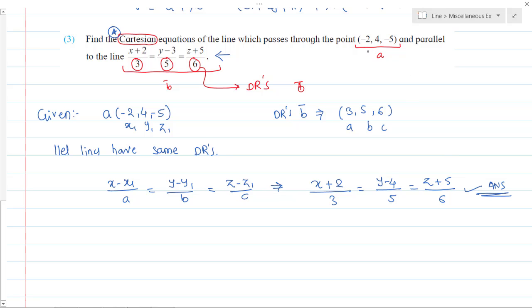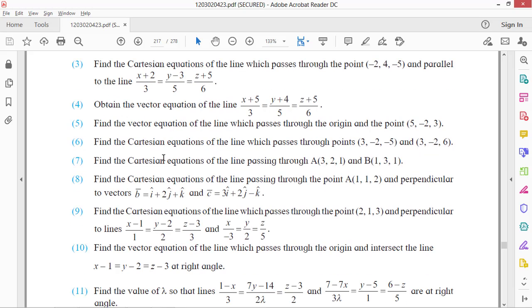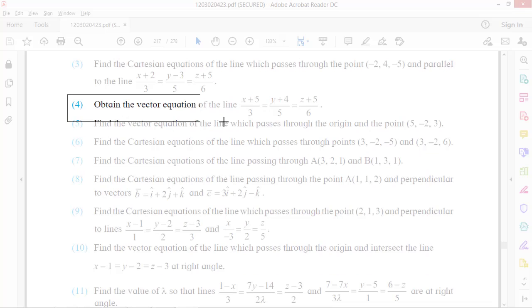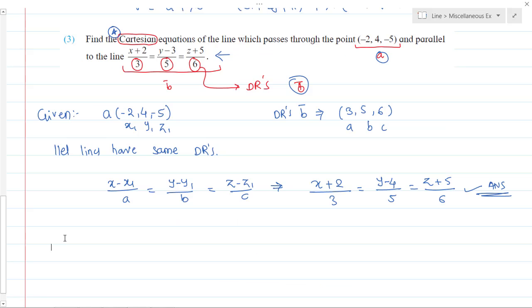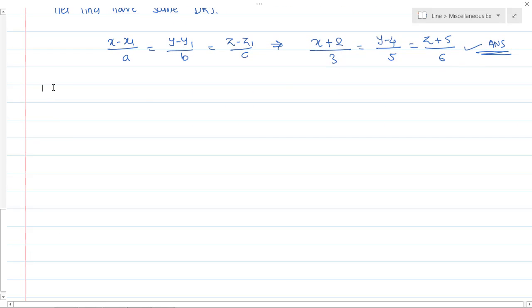We just have to find out two things here: first, the point A, and second, the vector b bar. That's it. Okay, perfect. Now let's see question number 4. Obtain the vector equation. Okay, we will obtain it definitely. No worries. Let's take the space here.